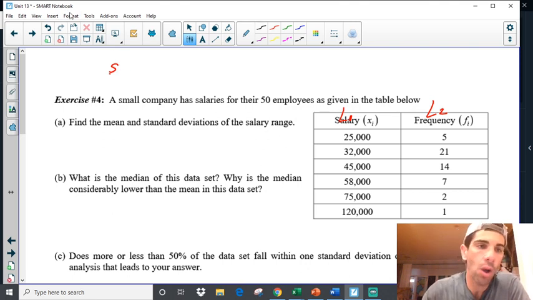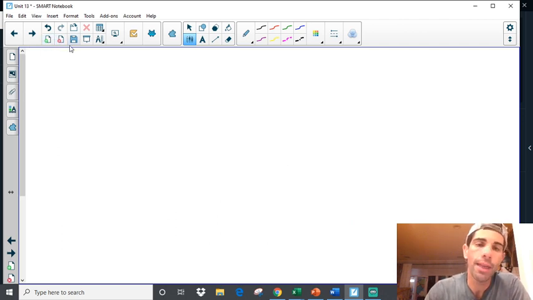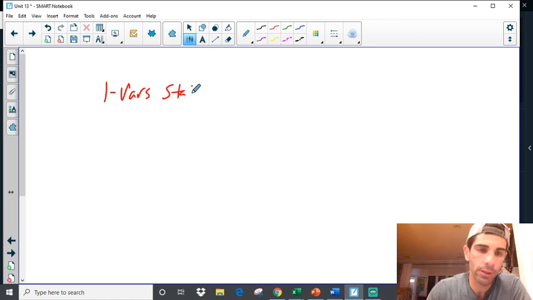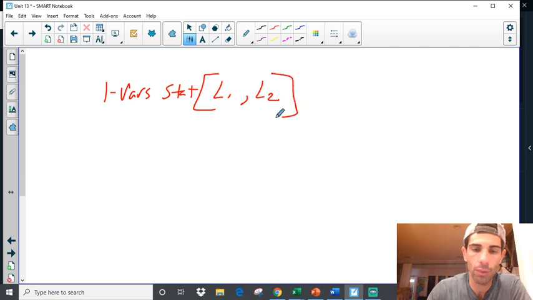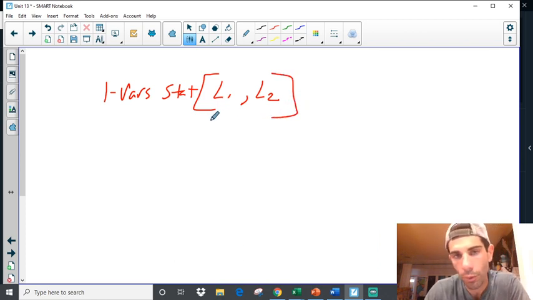If you have the old calculator, your calculator should say 1 Var Stats, and you have to make sure you put in L1 comma L2. You have to physically put in the L1 and L2. If you have the newer one, it's already set there for you. So make sure that you do that.